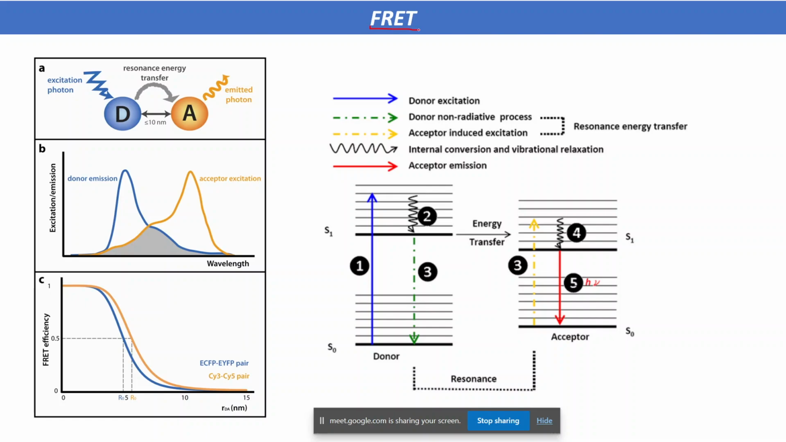So what is FRET? Basically FRET means Förster resonance energy transfer. Sometimes you will see instead of Förster, it is written as fluorescence. It's Förster resonance.